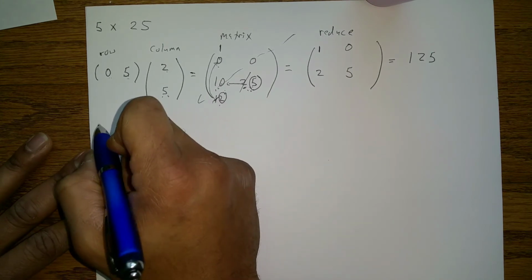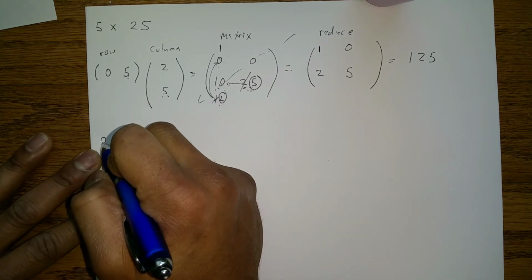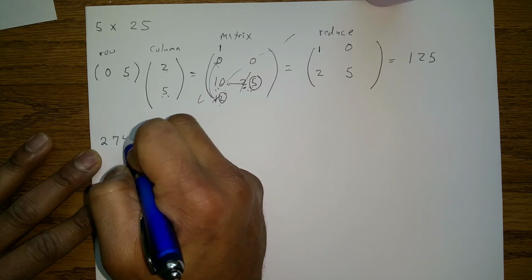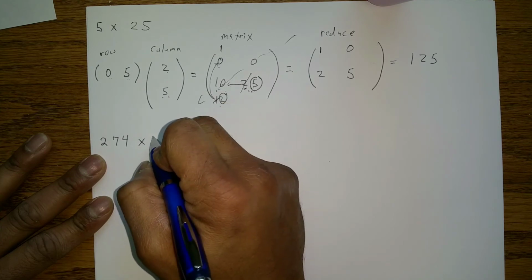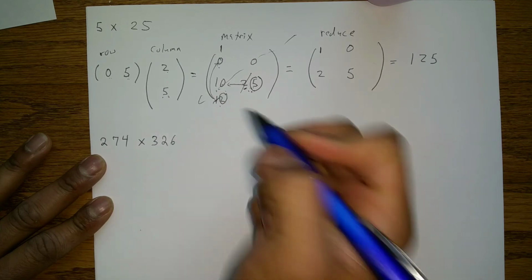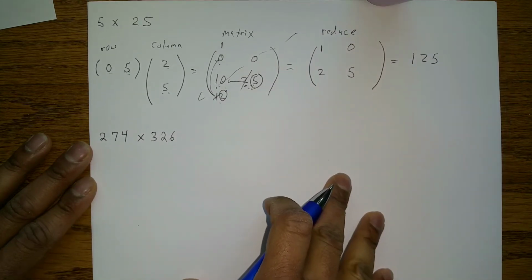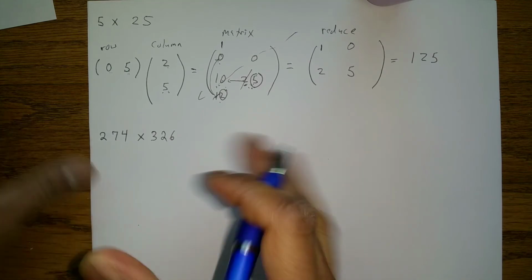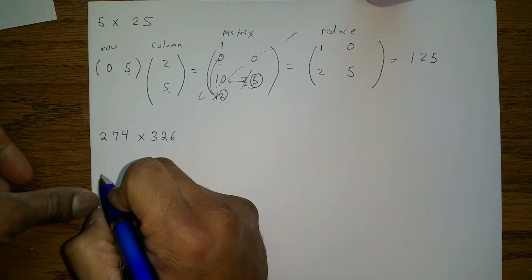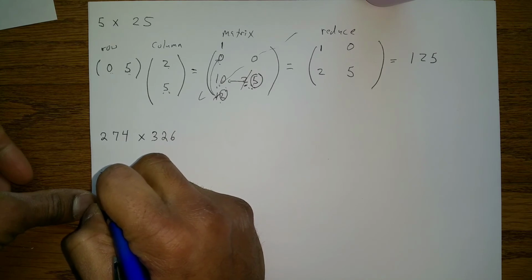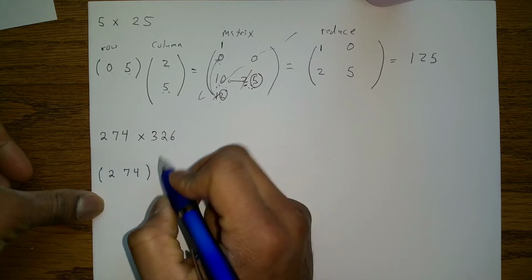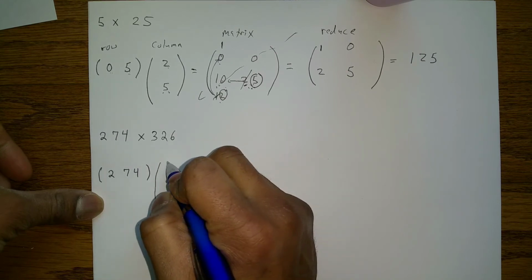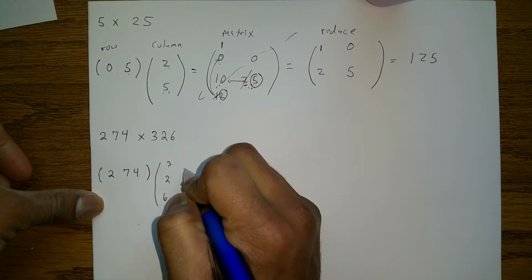How about this? I'm just going to write down any number: 274 times 326. I mean, this is going to be kind of a big and nasty one, right? So you think. So we've got a 3 by 3 here. And so I'm going to write first 2, 7, and 4, and then I'm going to do 3, 2, 6.